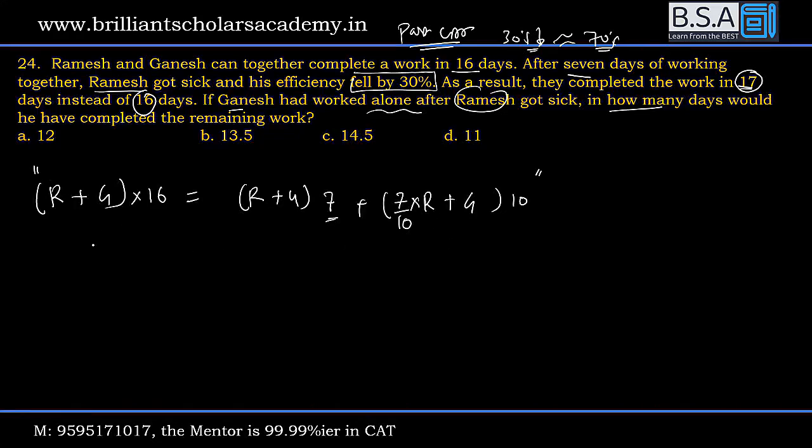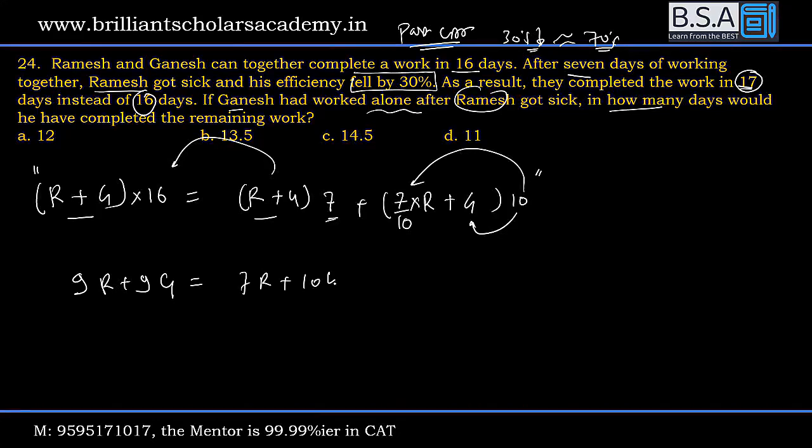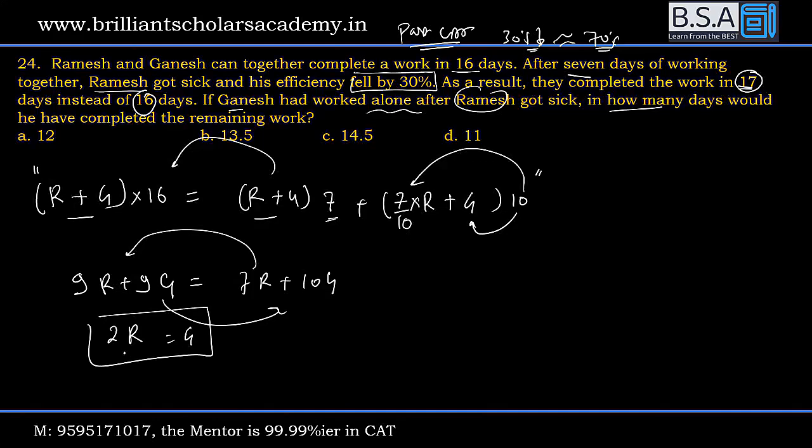Let me rearrange all of this. I will transfer it on the left side. R plus G is common. 16 minus 7, 9. 9 times R, 9 times G is equal to 7R plus 10G, where this 10 is multiplied inside. Transfer it on this side. 2R is equal to G. So Ganesh has twice the speed as compared to R.